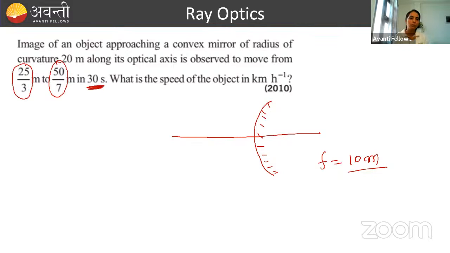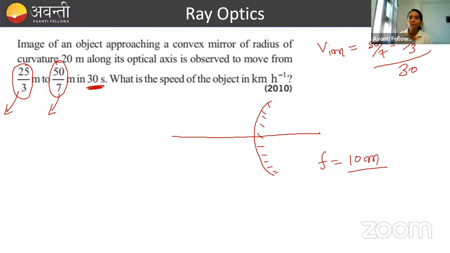So image velocity you can already calculate, like initially it was at this distance, finally it is at this distance, and moving from here to here it has taken 30 seconds. So if you want to write image velocity, what will you write? Image velocity will be simply 50 by 7 minus 25 by 3 divided by 30. This is image velocity.